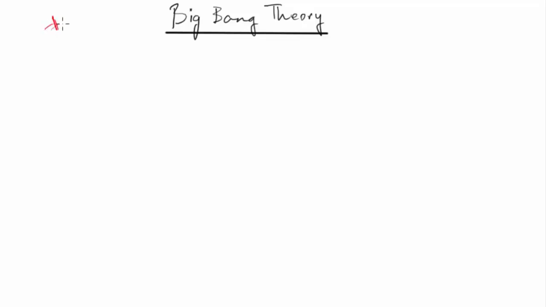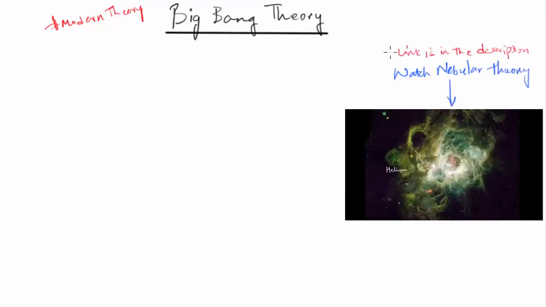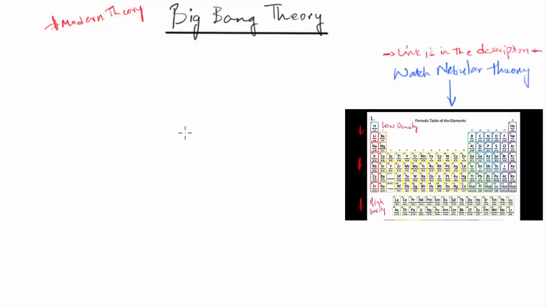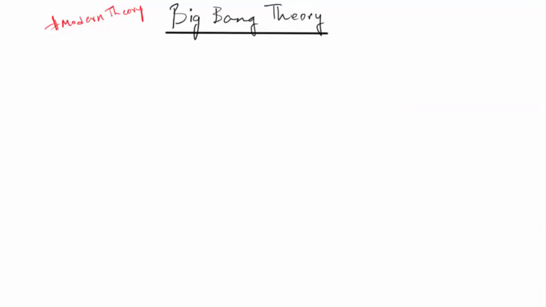Big Bang Theory. It is the modern theory in terms of the origin of Earth. If you remember the Nebula hypothesis, the early theory, in that we read about the formation of the sun, stars, planets, asteroids, etc. In Big Bang Theory, scientists decided, let's look at the larger picture. Let's find out how the universe came into existence.